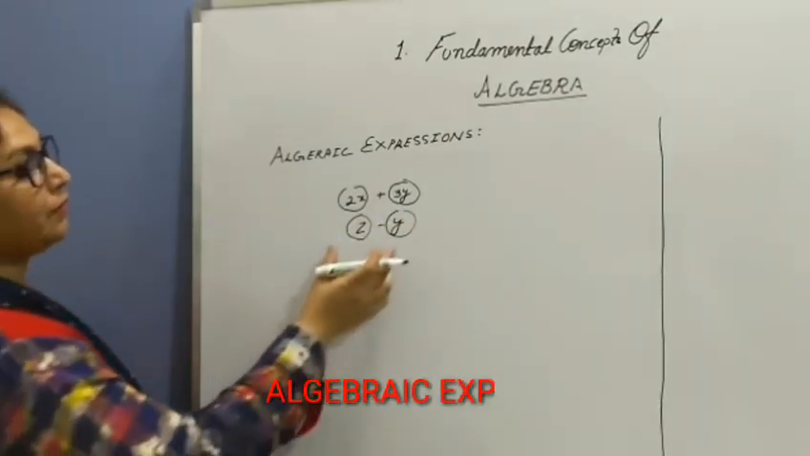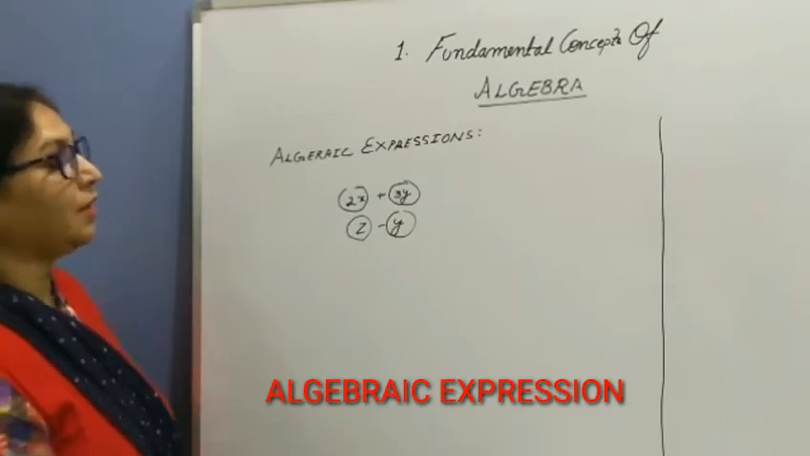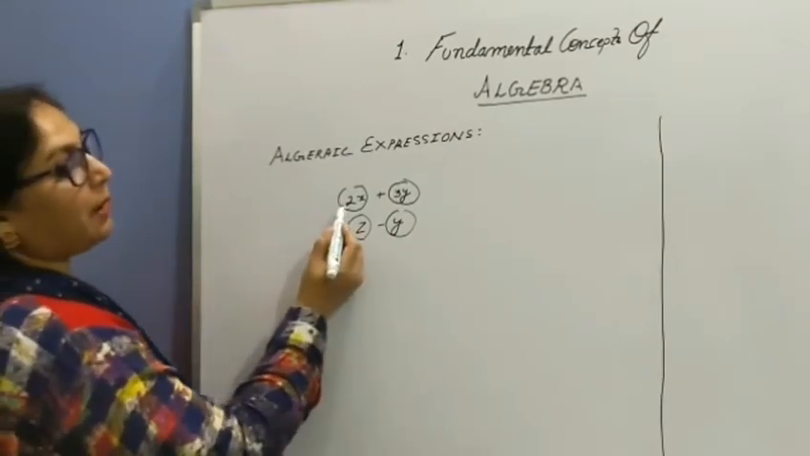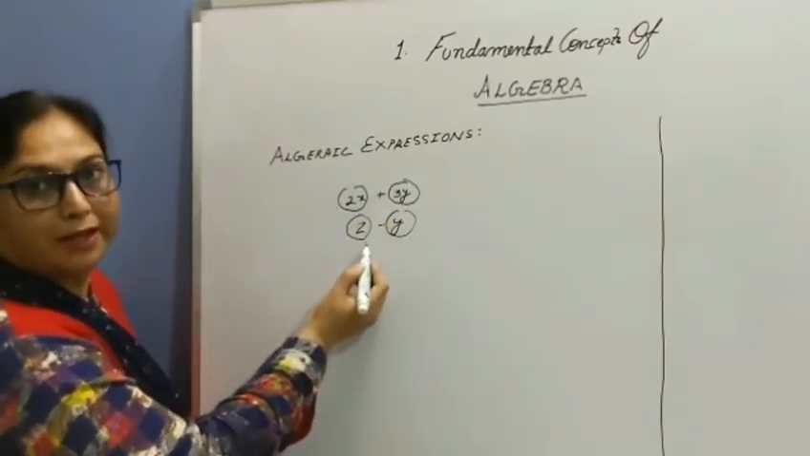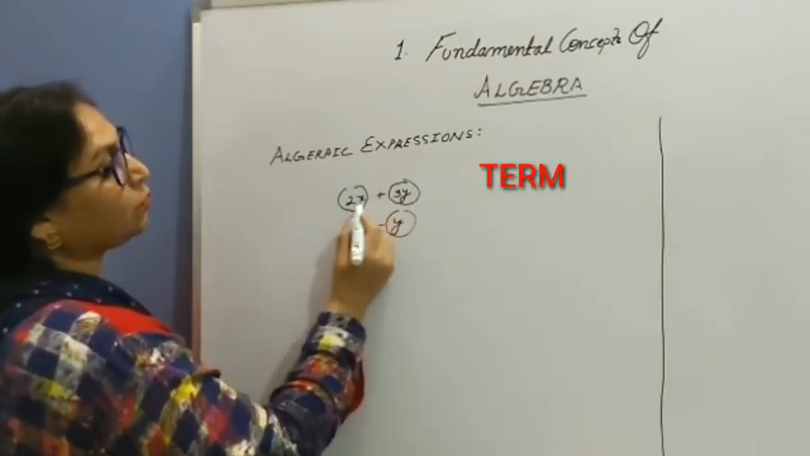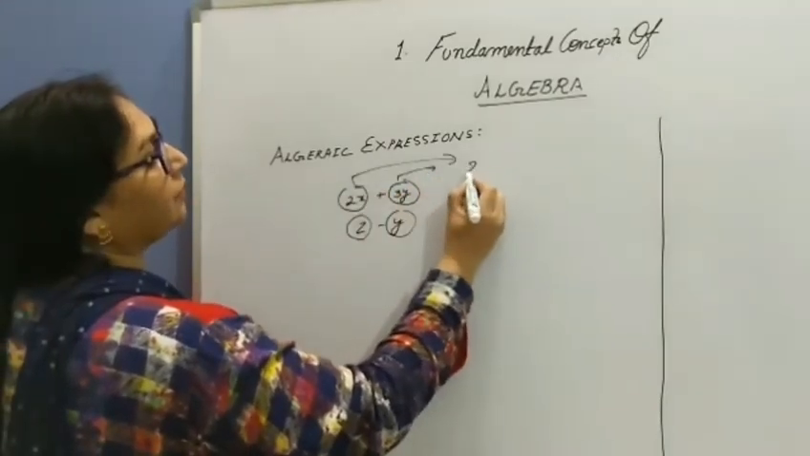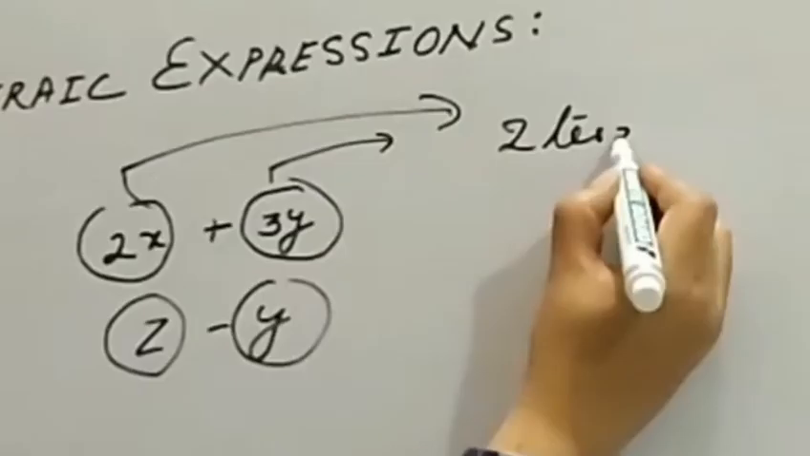These type of expressions are called algebraic expressions, in which the parts which are connected with plus or minus sign are known as terms. Means these two are terms. So it has how many terms? Two terms. Let's move to the next expression.